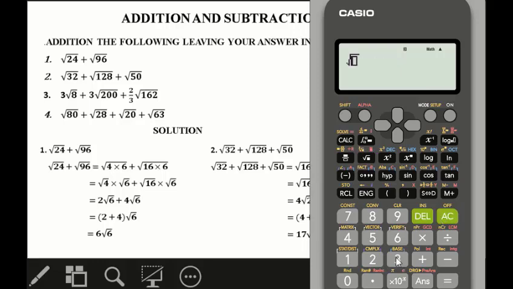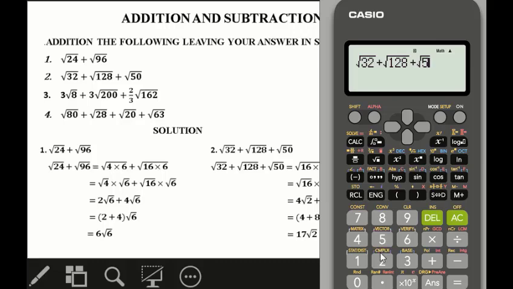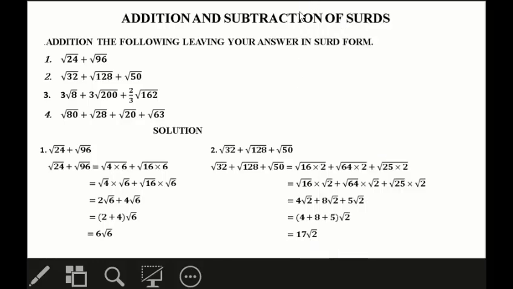So we have the root of 32 plus the root of 128 plus the root of 50. That's 17 root 2. Good. So for example 3, example 4, you have to try that on your own. Right? Good.